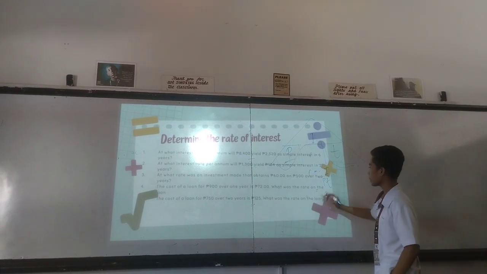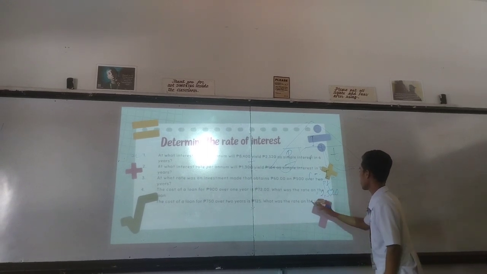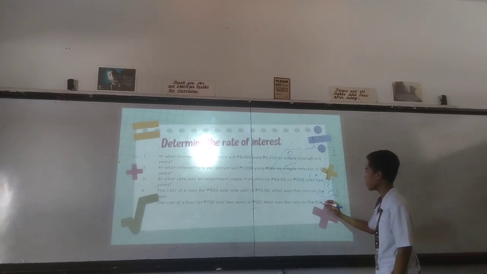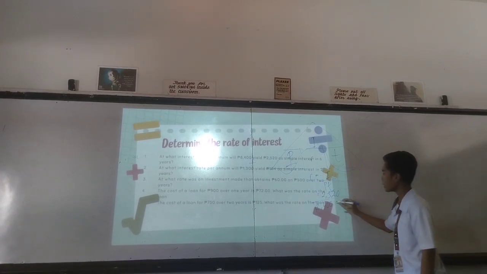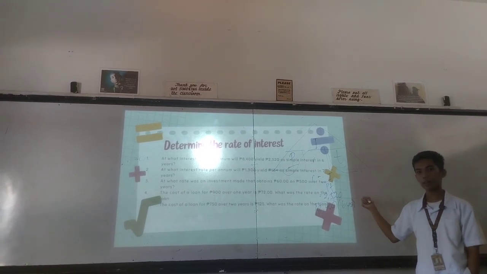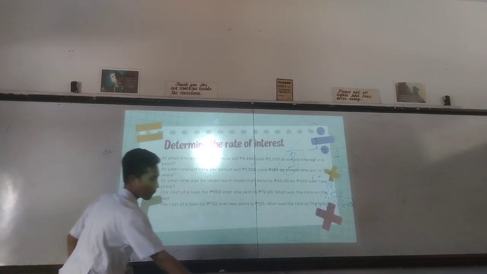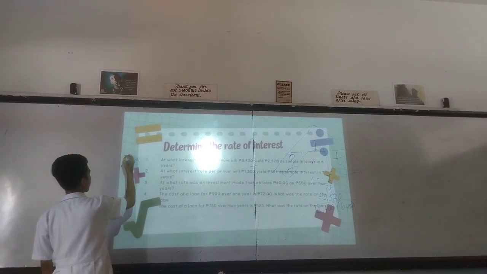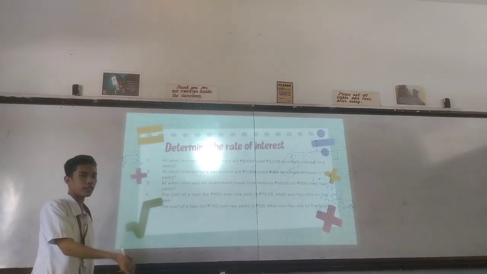So substitute the simple interest which is 2,520, the principal amount which is 8,400, and the time which is 6 years. To answer that, you put this in your calculator and then our answer would be 5%. So 5% per year.